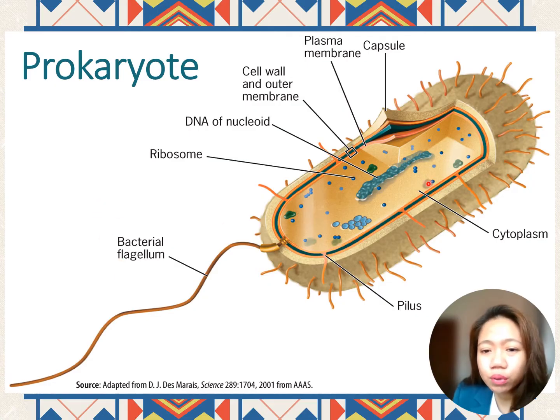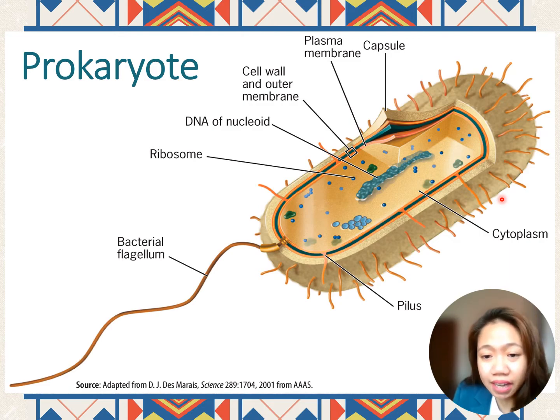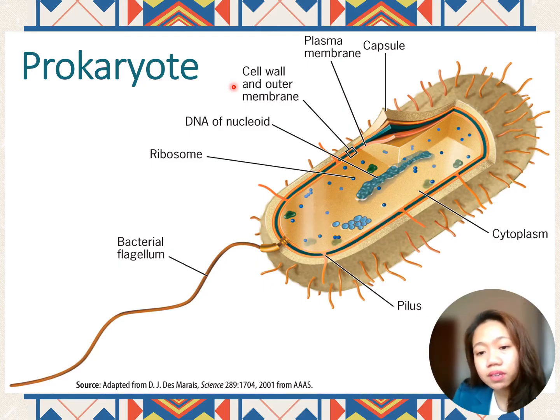How about their outer covering? Do they have a cell membrane? Yes, the cell membrane is present for all types of cells. But aside from that, they also have an additional covering, namely the cell wall. Remember, I mentioned earlier that plant cells have a cell wall. That is actually one of the characteristics common between prokaryotes, or the bacteria, and the plants. They have a cell wall.